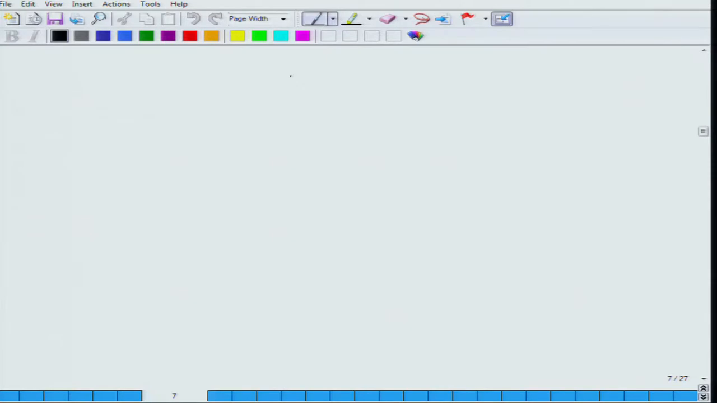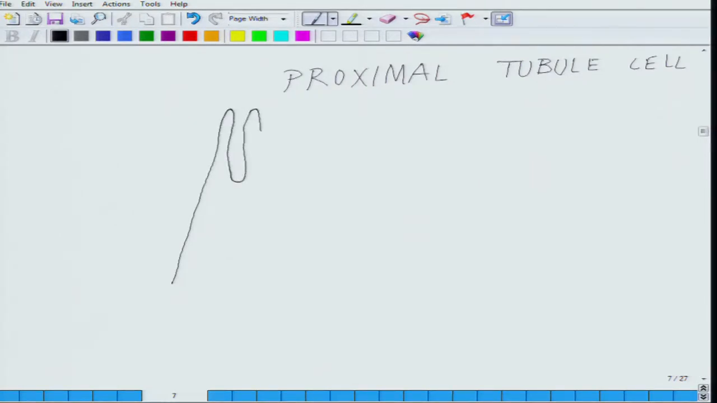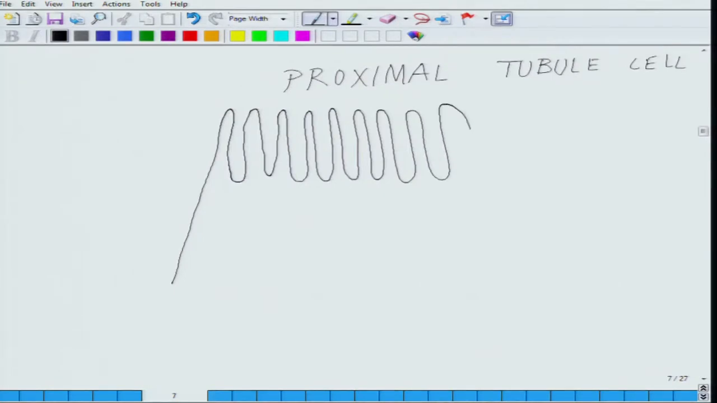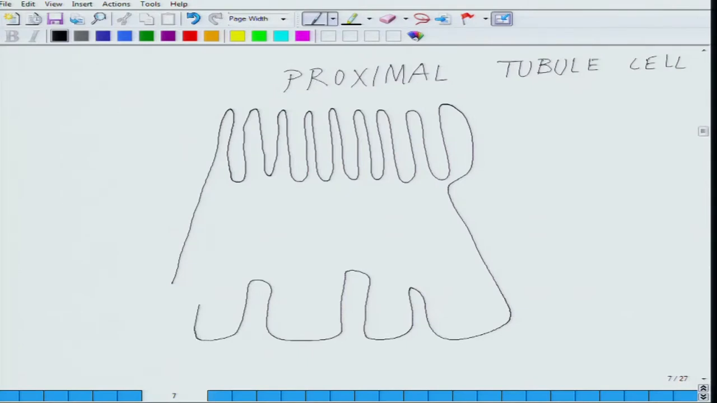Basically, in the proximal tubule, cells are like this. These individual proximal tubule cells have a lot of brush borders like this. These are the brush border, like your toothbrush, if you look at it. The brush border increases the surface area of contact, and this is the basal part of it. You have structures like this all over the place.